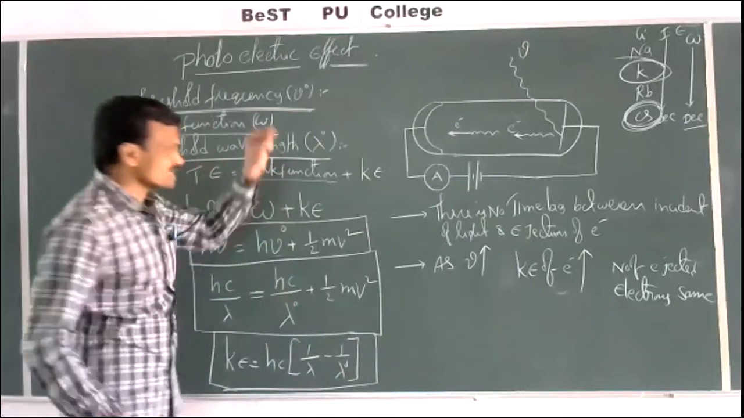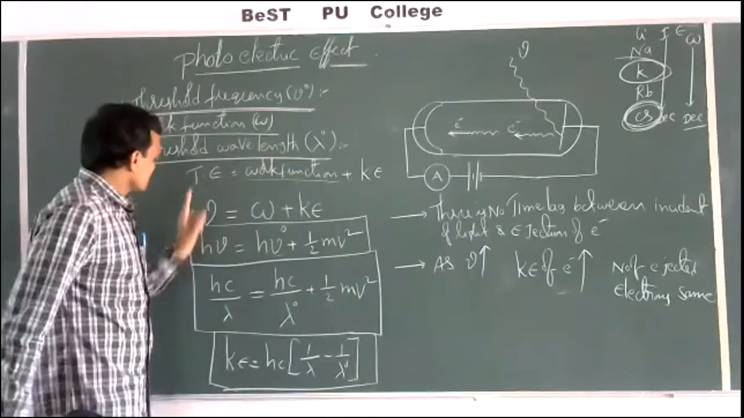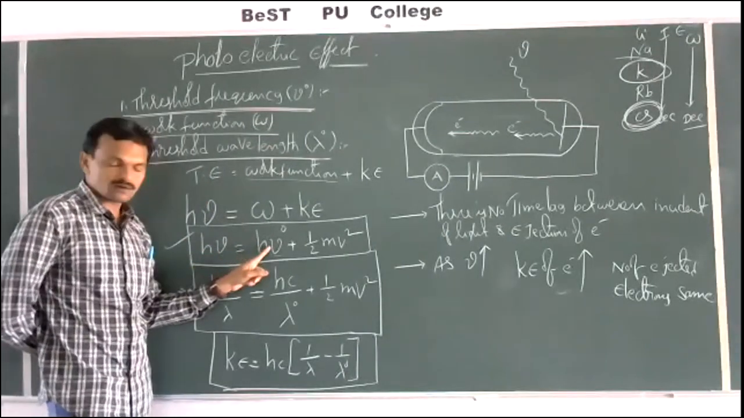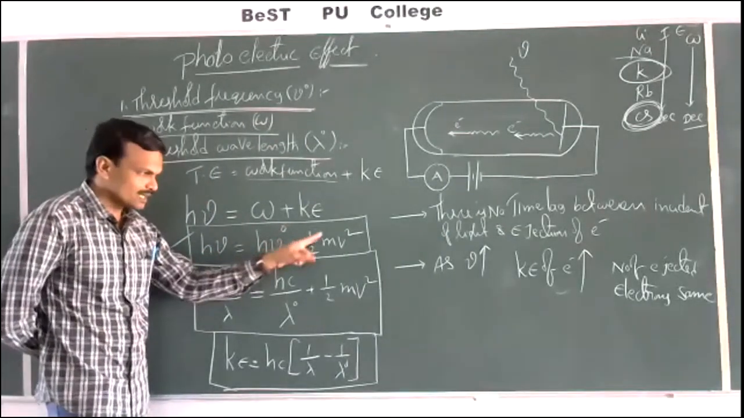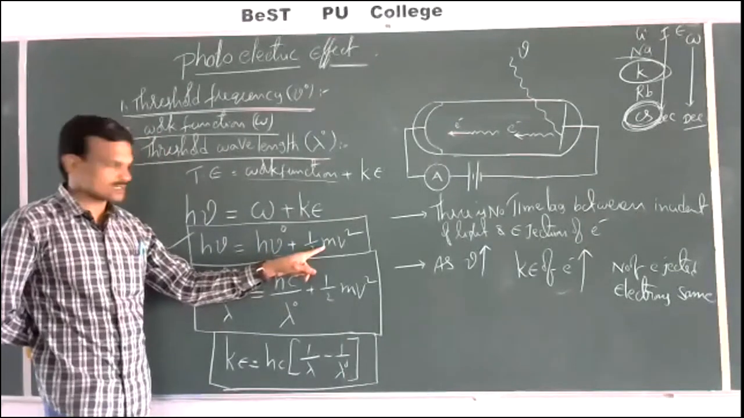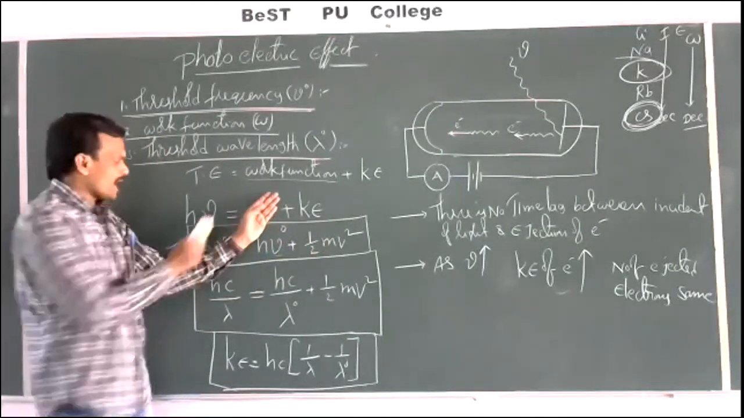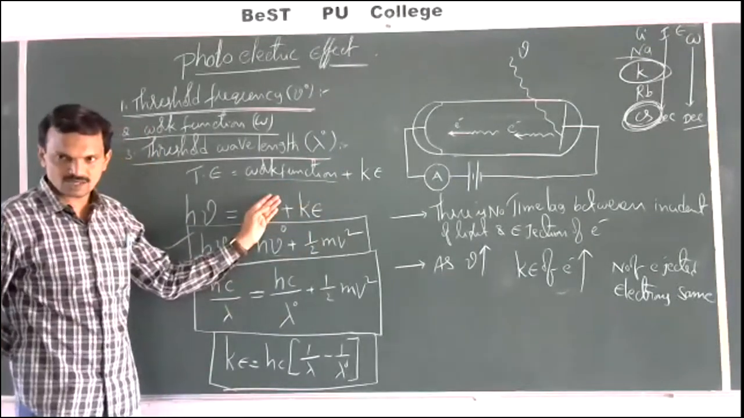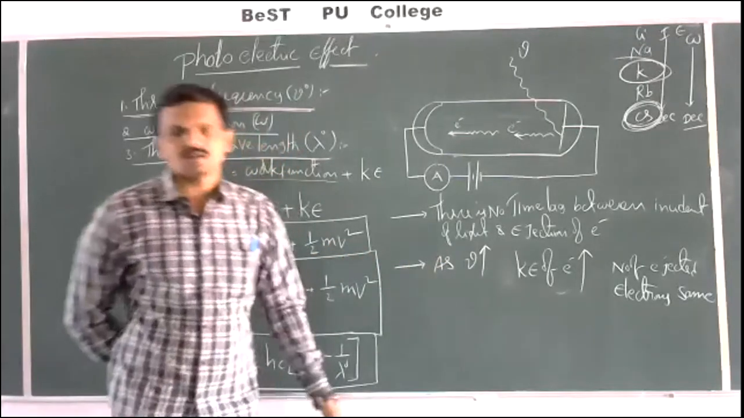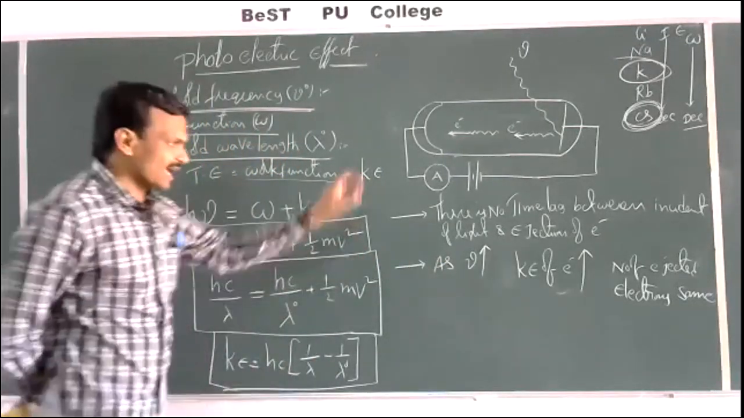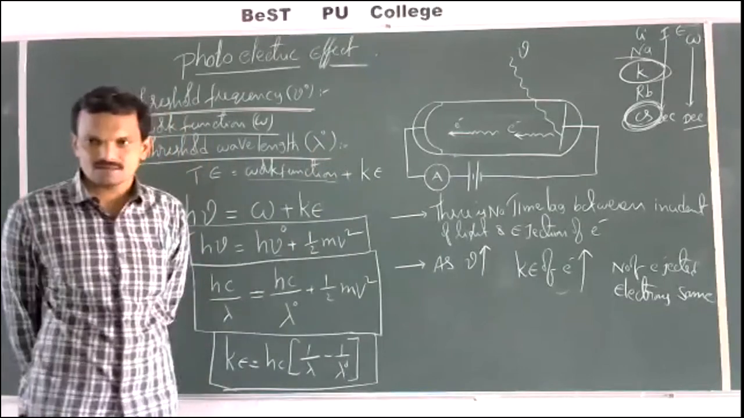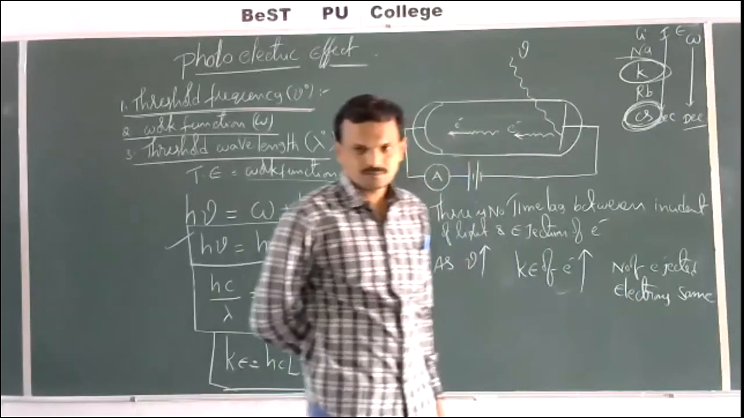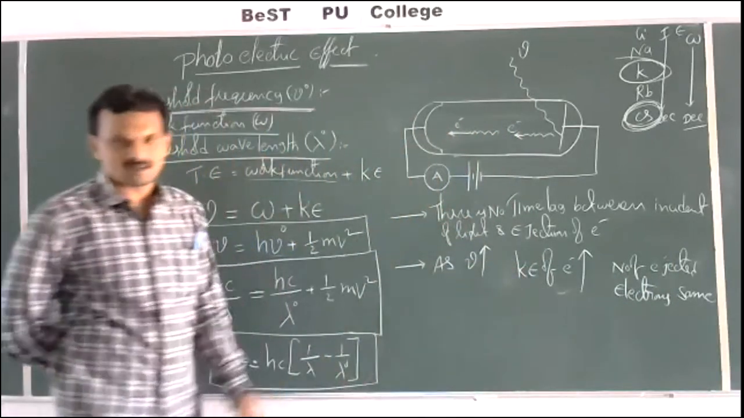So as the frequency of the radiation increases, total energy of radiation increases, work function remains constant. As a result, kinetic energy of the ejected electron increases. W remains constant. As h nu increases, kinetic energy increases. Okay, so as the frequency of the incident radiation increases, kinetic energy of ejected electron increases, but number of ejected electrons does not change, they remain the same. Then how to increase the number of ejected electrons?